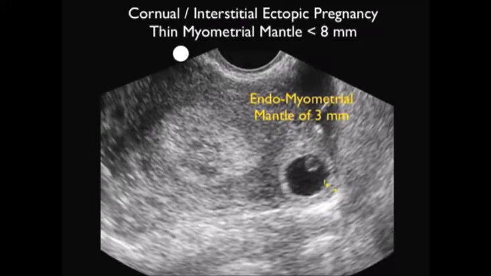Now we're going to measure the endomyometrial mantle, which is where the calipers are placed from the inner part of the gestational sac to the outer part of the uterus. Now we should have at least 8 millimeters of endomyometrial mantle for a normal pregnancy. Notice here the mantle is very thin at 3 millimeters, again correlating with a corneal ectopic pregnancy.